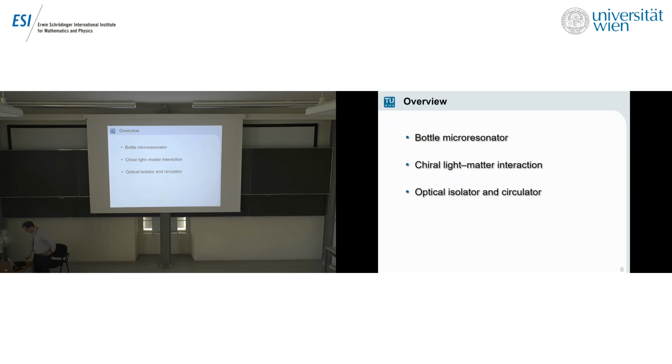Good. After this short motivation, the talk is structured as follows. So we'll introduce you to our workhorse, which is the bottle microresonator and its special properties. And then I will continue with how in these resonators chiral light-matter interaction comes about. And then I will also tell you how we can use this chiral light-matter interaction to actually realize an isolator and circulator.